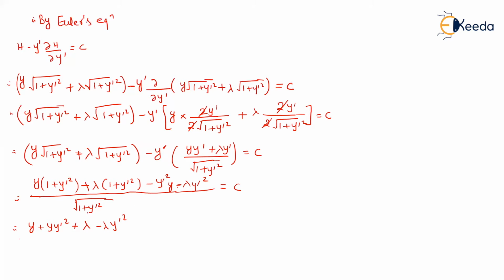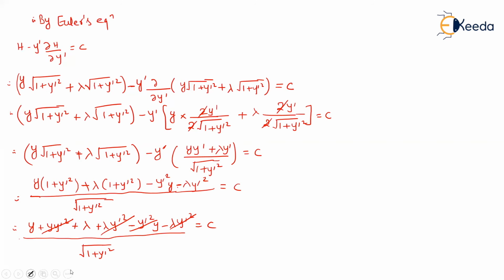So if you open, this will be plus lambda and this will be plus lambda y dash square minus y dash square y minus lambda y dash square equal to c, and in the denominator we'll get a root of 1 plus y dash square. See here, this term will be cancelled, this term will be cancelled, and we will be left with y plus lambda in the numerator, and in the denominator the root of 1 plus y dash square equal to c. Our aim is very clear.